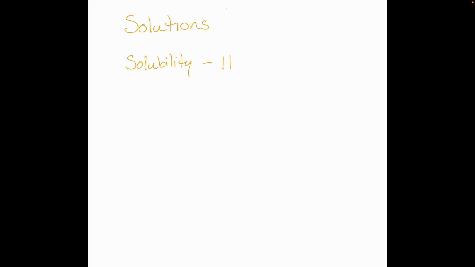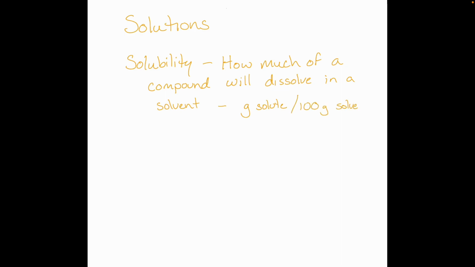So solubility: how much of a compound will dissolve in a solvent. There's a few different units that you could use to measure solubility, but by far the most common one is grams of solute per 100 grams of solvent.